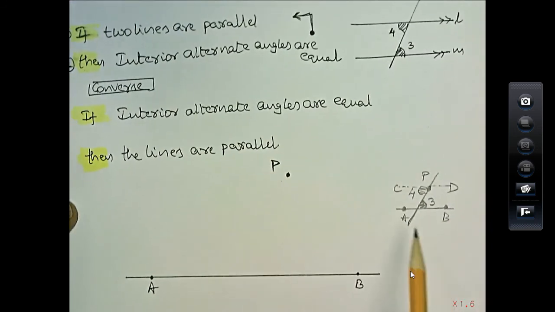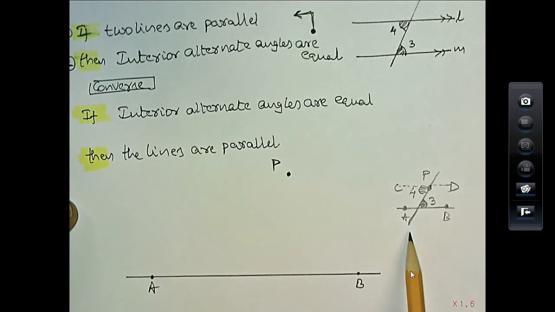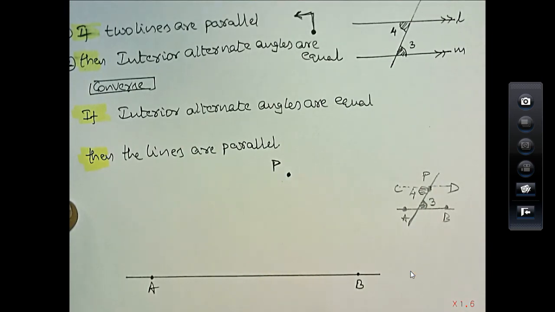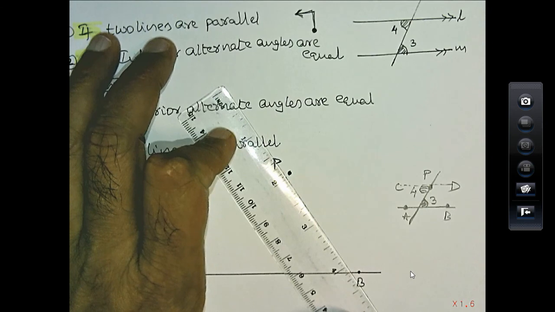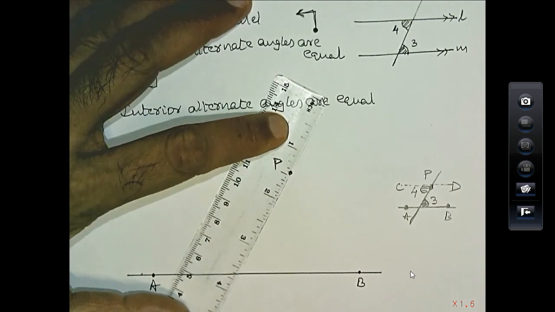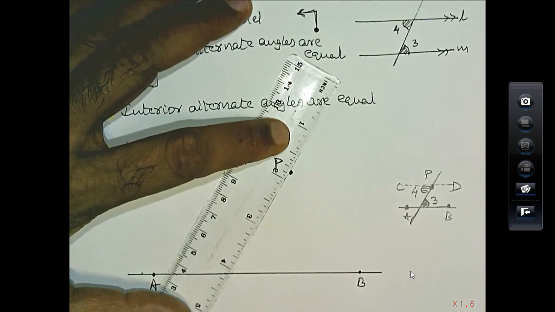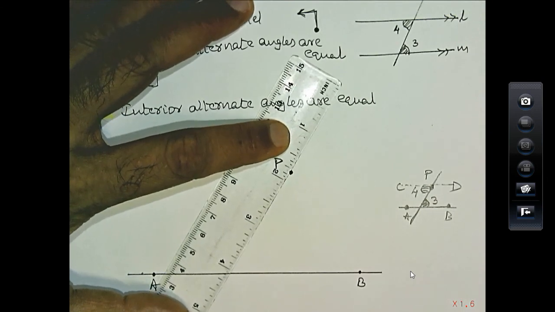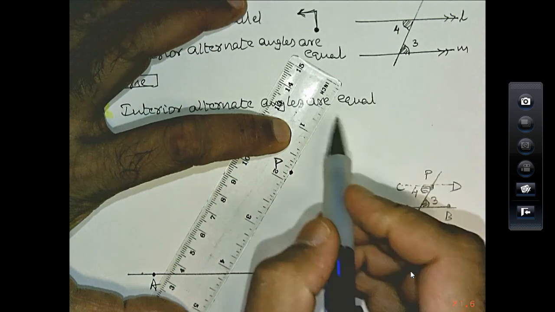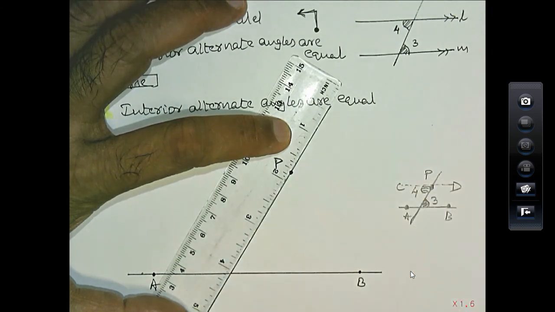So that's the logic. If there is a transversal, I can draw a transversal however I like. So again, do I have to take this way, or this way? Whatever way you like, you can draw the transversal. I prefer to draw a little slanting. Okay. So let me draw a transversal.